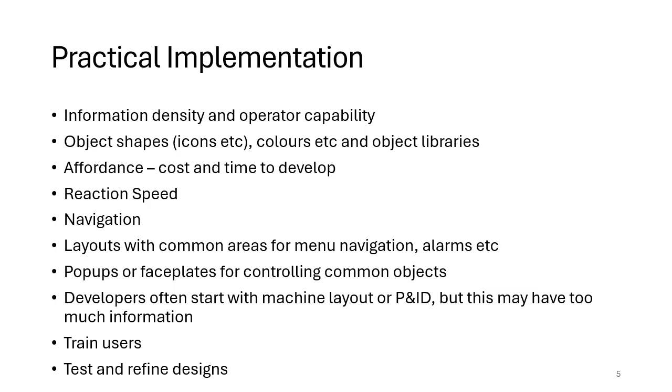Now, if you're a developer, you often start with the machine layout or P&ID, but I often find there's far too much information in those initial designs than you want to display to the standard operator. So it's much better to start with a higher level representation with the minimal information, just for key performance indicators, and then let the operator drill down as they need to. So don't just start with what the information on the machine is or the P&ID is, but try and think about how the operator will work with that.